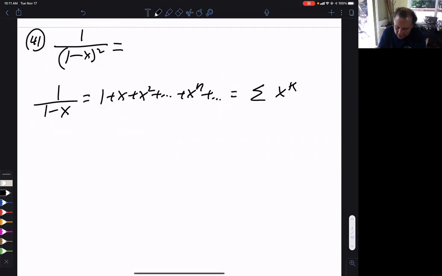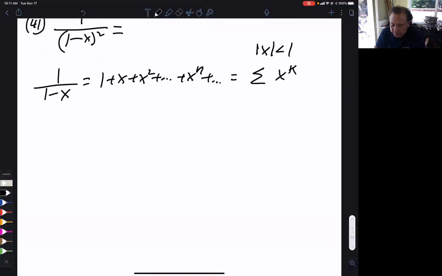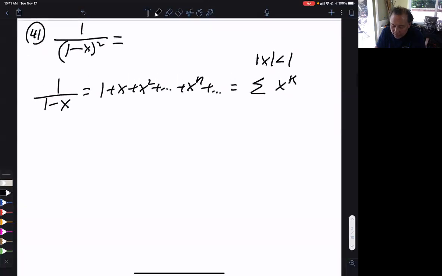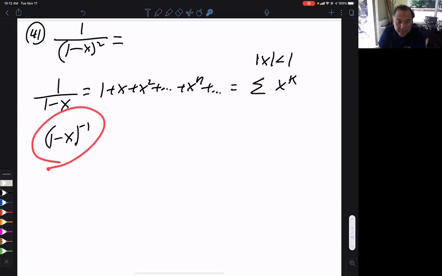This is it here. And we know the absolute value of x must be less than 1 for this to converge. So how do I go from here to here? And there's a hint. In the title, it says use differentiating and integrating. So let's rewrite this and see which one we're going to use. So this is 1 minus x to the negative 1 power. This is the equivalent, okay?